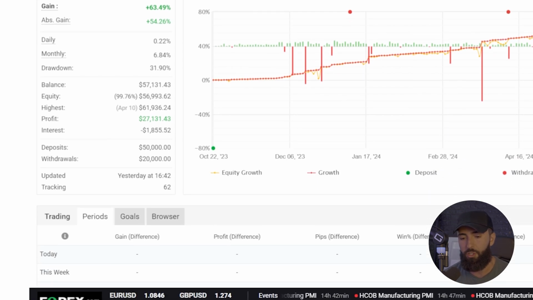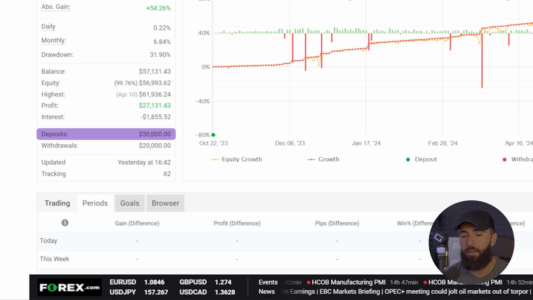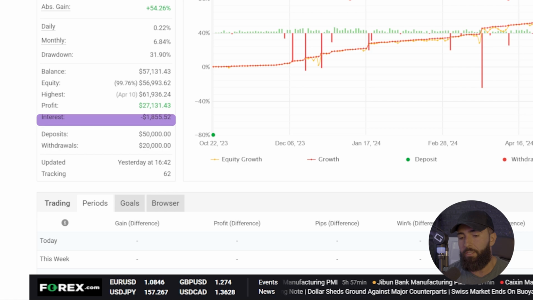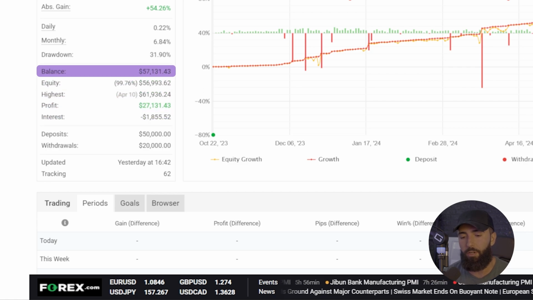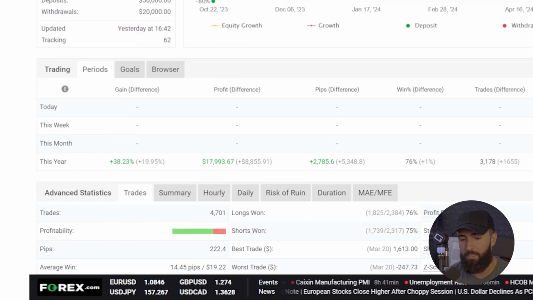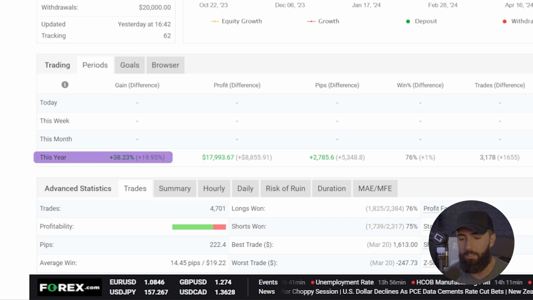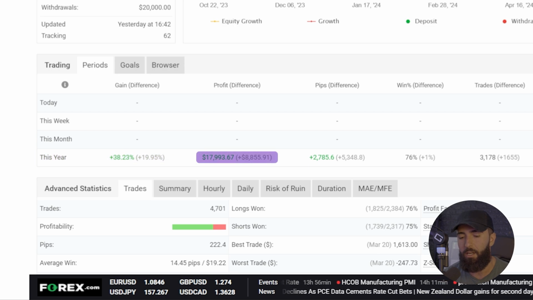So this account was started with $50,000, and there has already been a withdrawal of $20,000. So about half is already taken out from the initial investment. Now the account balance is currently sitting at $57,131. Let's scroll down and see some of the performance. So this year alone, it's already done 38% profit. It's done $17,993 this year. And again, guys, this is just for the year of 2024. So it's June now, meaning we haven't even gotten through the majority of the year yet.